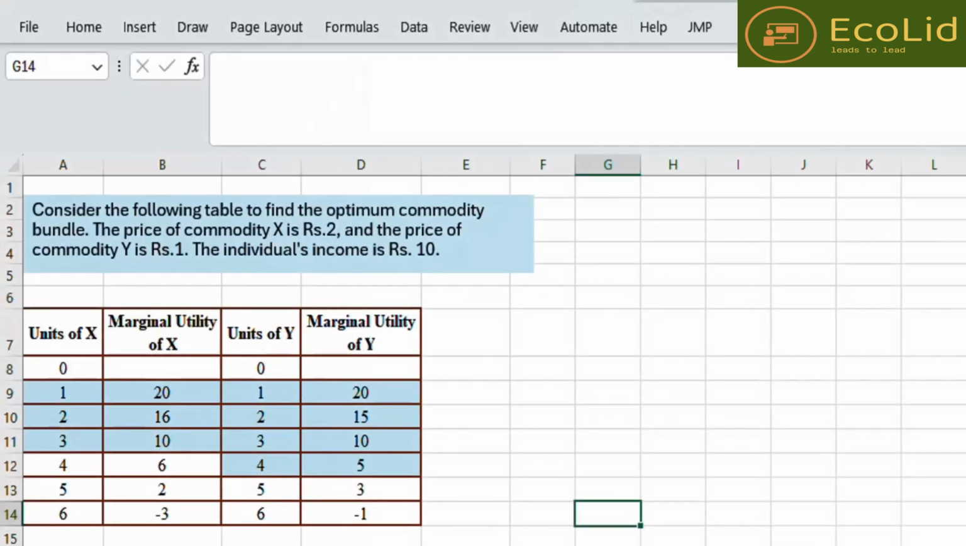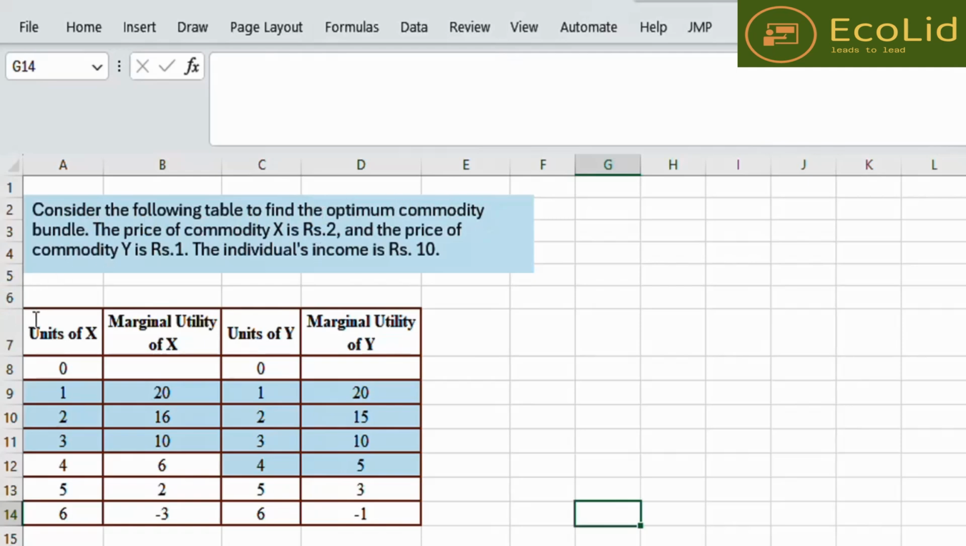In this video, we will try to solve the numerical problem on equi-marginal utility in Excel. So, first let us read the problem. Here the problem is that consider the following table to find the optimum commodity bundle.